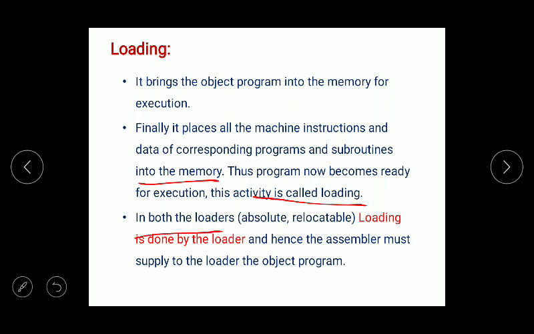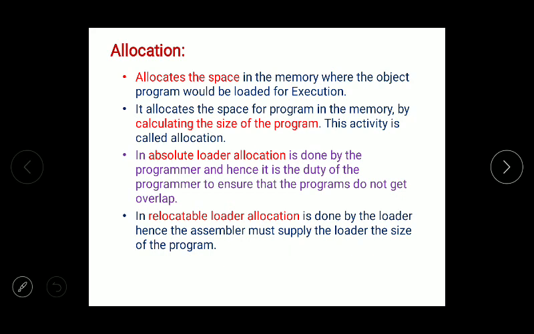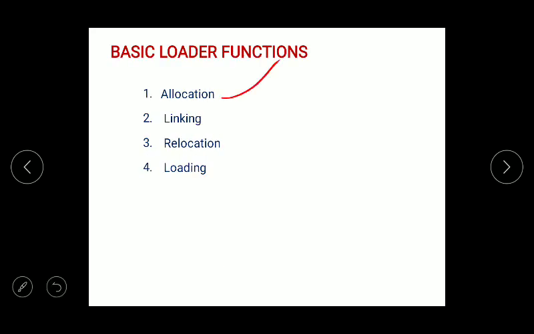In both the loaders, that is absolute or relocatable loader, loading is done by the loader itself, and hence the assembler must supply the object program to the loader. The remaining functionalities will be taken care of by the loader. So this is about the 4 basic loader functions. Let me recall once again. The basic loader functions are allocating the memory, linking of user subroutines and library routines, relocation, as well as loading.